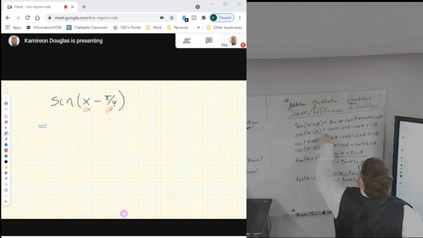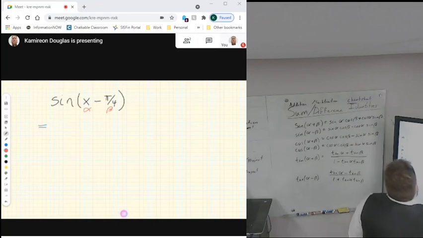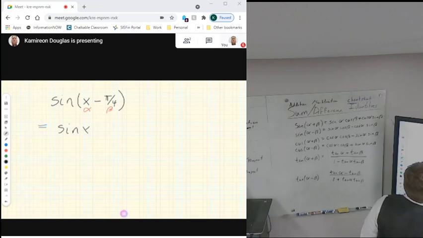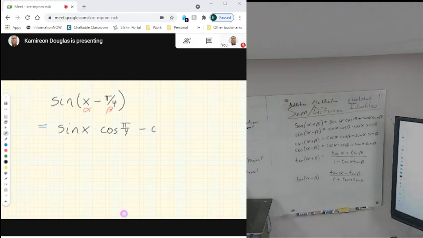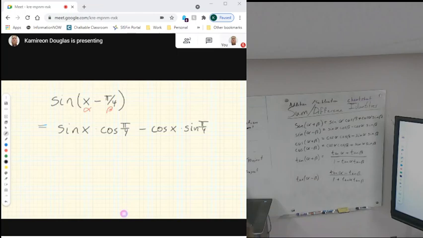Sine of alpha minus beta is equal to sine of alpha cosine beta minus cosine alpha sine beta. So this function becomes sine alpha, so sine of x, times cosine beta, so cosine of pi over 4, minus cosine of alpha, so cosine of x, times sine of beta, so sine of pi over 4. Just like with last week, the unit circle comes in clutch. We use the unit circle to determine things like sine of pi over 4 and cosine of pi over 4. This will give me a new way to write this function.